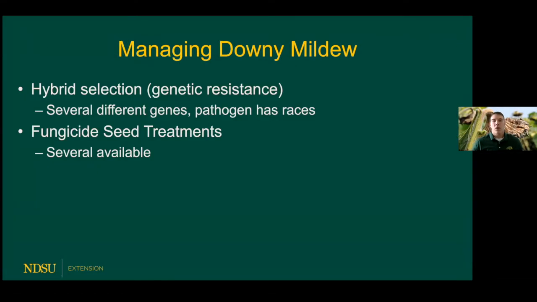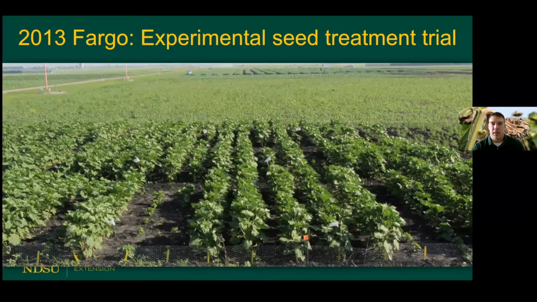Okay, so hybrid selection is really important for Downy mildew. A lot of the companies have brought in different genetics for resistance. A lot of them are very good. Just remember the pathogen has races, so the pathogen could overcome those genetics and does at some point. But we've got some fungicide seed treatments available, and I just wanted to run you down with a quick update on what we saw over the last 5 to 8 years.